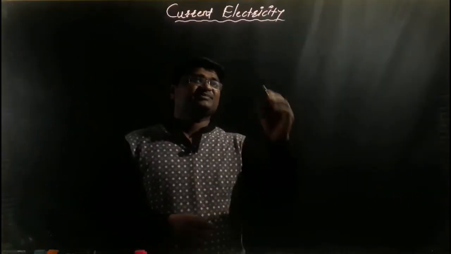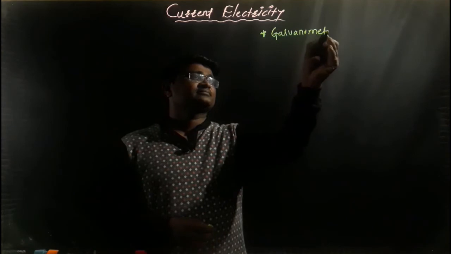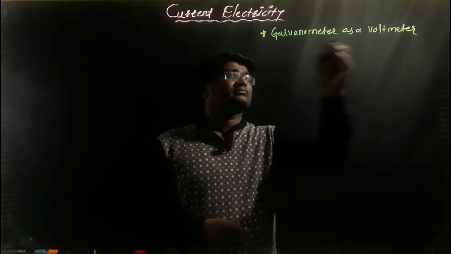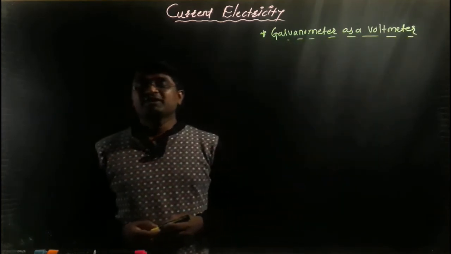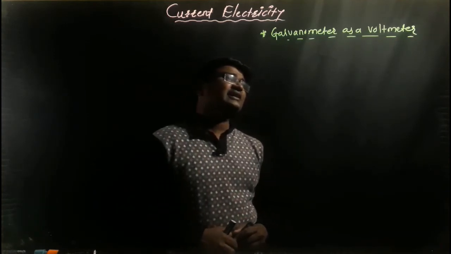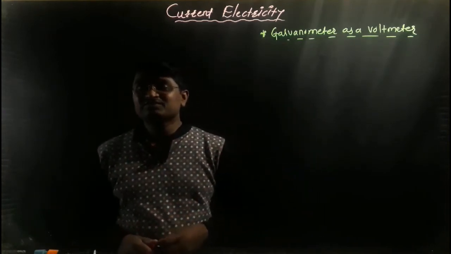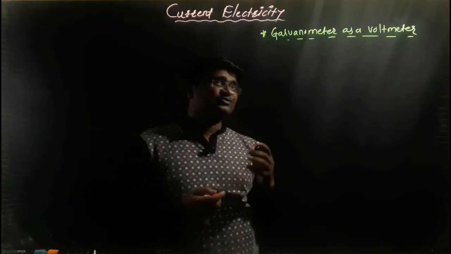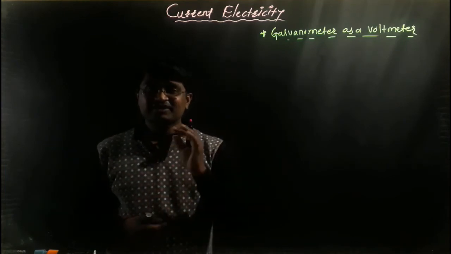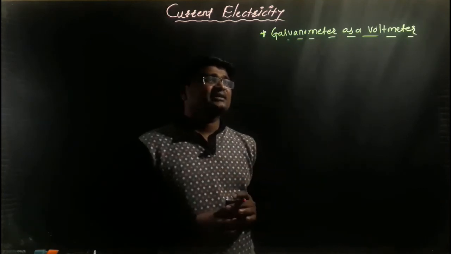So the last concept from this chapter is galvanometer as a voltmeter, and that is a very important concept. Actually we know that a galvanometer is a device with the help of which we measure a very small amount of electric current. A very small amount of potential difference is also measured with the help of a galvanometer, near about 10 raised to the power minus 6 volt.